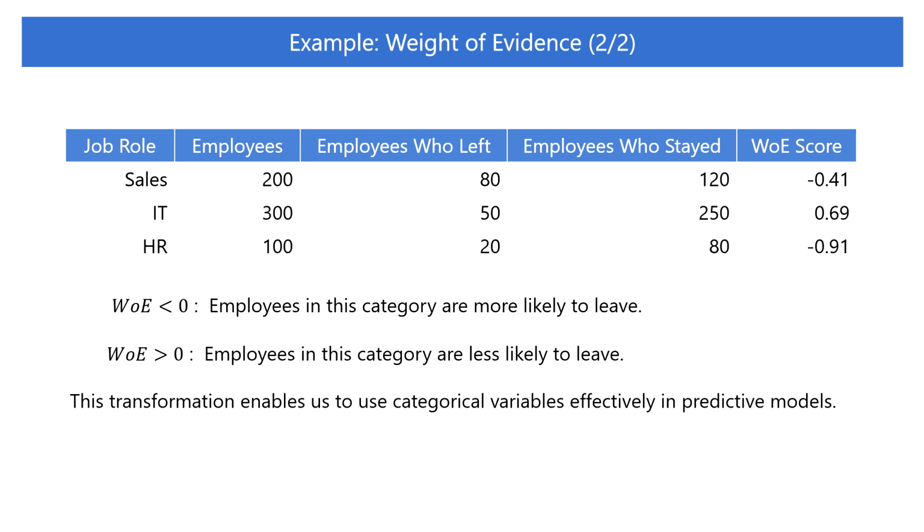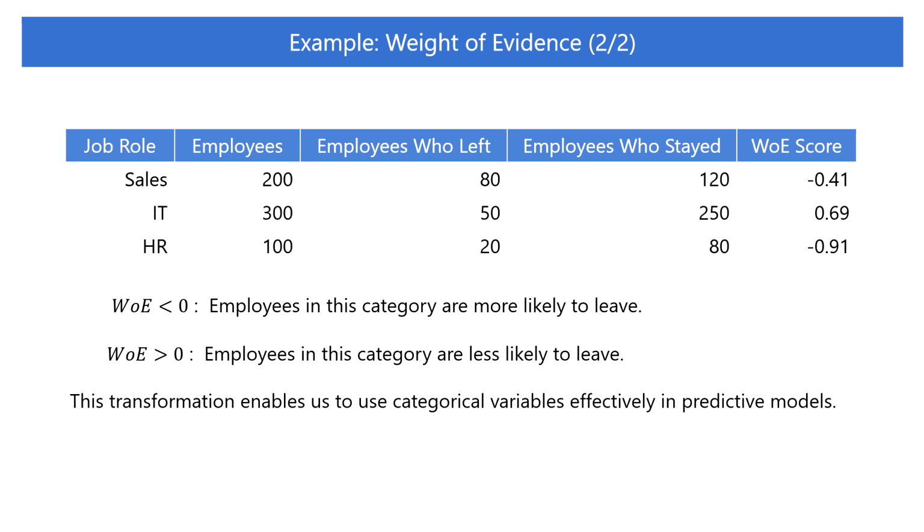Next, let's consider a dataset where we analyze employee attrition based on job roles. Suppose we already calculated the weight of evidence scores of each department. A negative weight of evidence means that employees in this category are more likely to leave. A positive weight of evidence means that employees in this category are less likely to leave. This transformation enables us to use categorical variables effectively in predictive models.